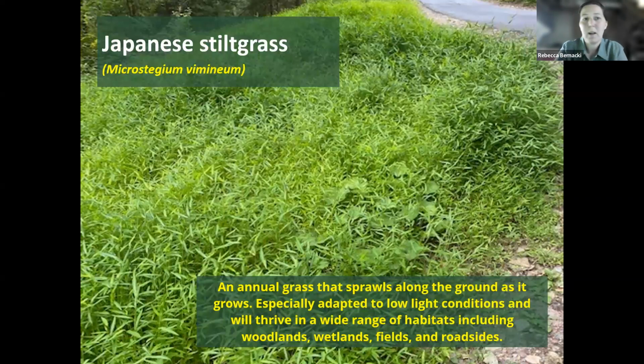The next species we're going to talk about is another species that a lot of folks put in the chat that they were excited to learn about. And the species is Japanese stiltgrass. Japanese stiltgrass is an annual grass that sprawls along the ground as it grows. It's really well adapted to low light conditions, and due to that, it can thrive in a wide range of habitats, including woodlands, wetlands, fields, and roadsides.